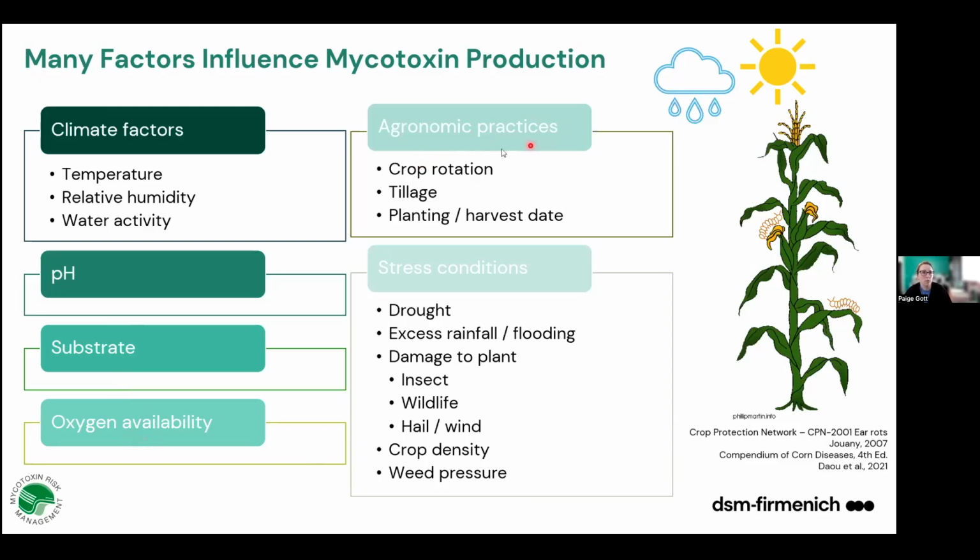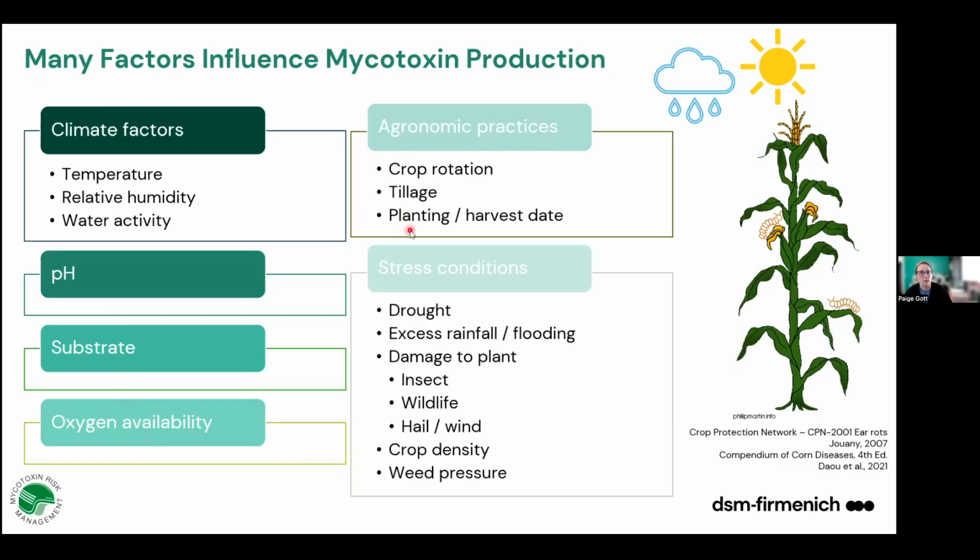Obviously, oxygen is important for that mold to be able to grow and survive. And there's actually a lot of research looking at various agronomic practices and how those can influence the risk for the mycotoxin-producing molds and the mycotoxins themselves. So factors like crop rotation, tillage type and depth is a very interesting space where they found some associations.